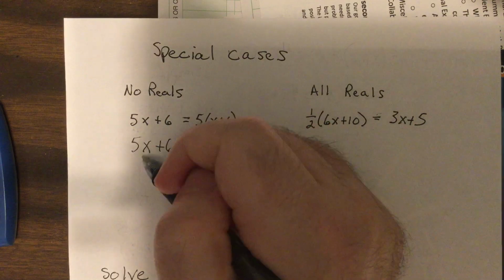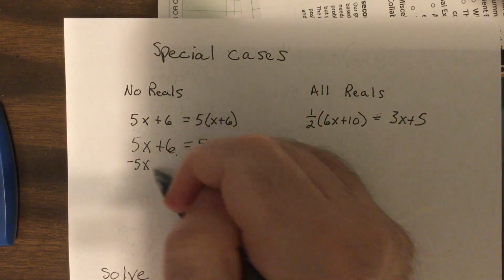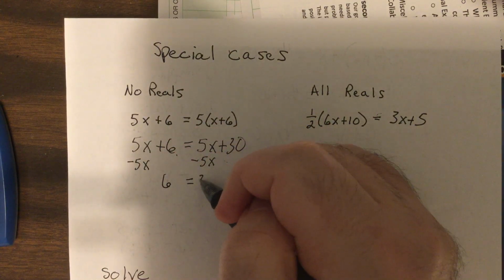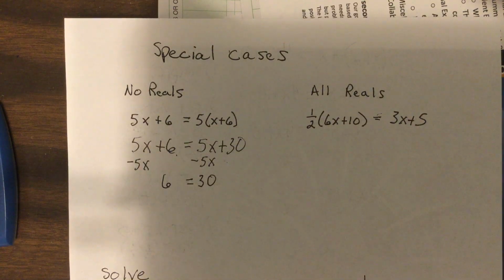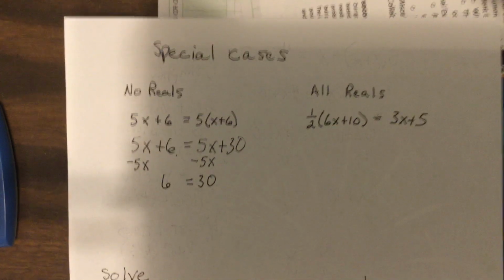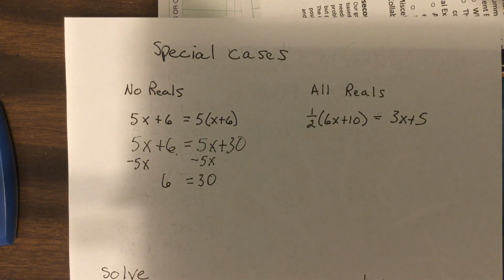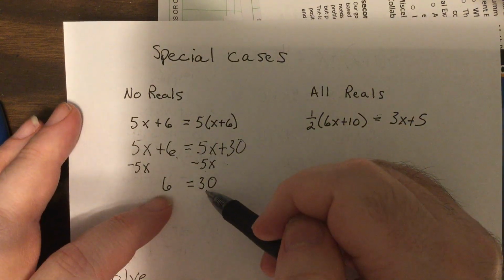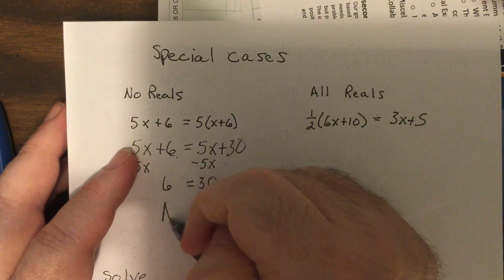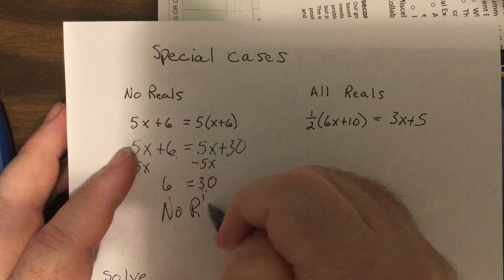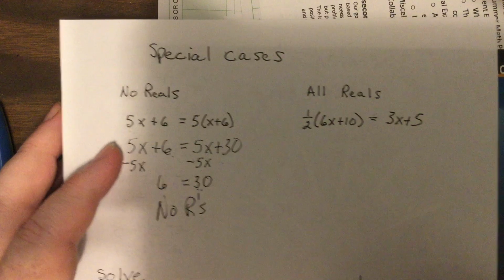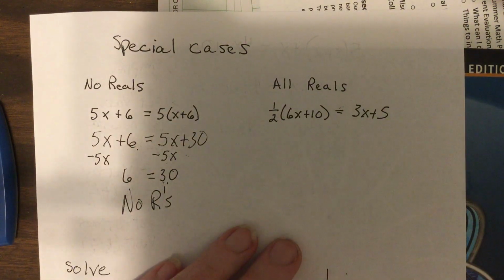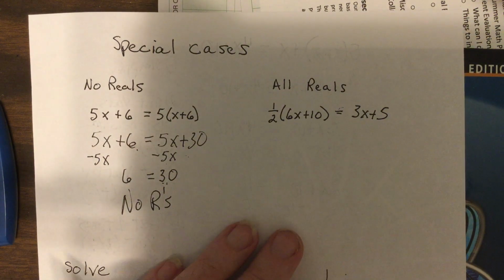So we go to solve it. I subtract the 5x's. I got 6 equals 30. Well, that doesn't make sense. That'd be like saying, okay, I'll give you $6, you give me 30, and we're even. That's not right. So whenever the variables drop out and it's a wrong statement, false, it's no reals. Now, different people call it different things. I've seen empty set, no solutions. I like no reals.